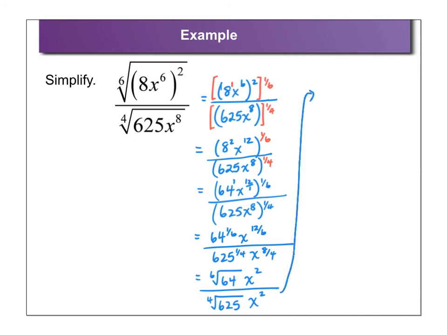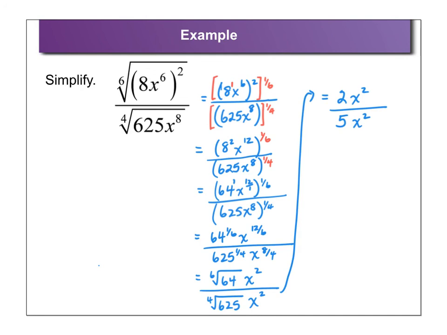So using our radicals here, we can evaluate the radical in our numerator. We are asking ourselves what number multiplied by itself 6 times gives us 64, and that answer is going to be 2. So we'll have 2x squared in the numerator. In the denominator, to evaluate that radical, we are asking ourselves what number multiplied by itself 4 times gives us 625, and that number is going to be 5. So I'll write down a 5. We have an x squared in our denominator as well.